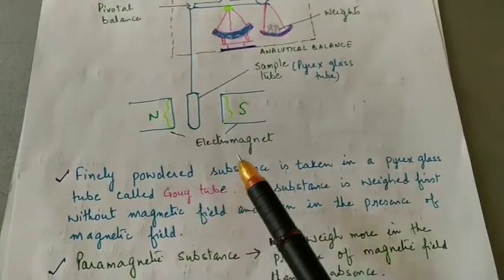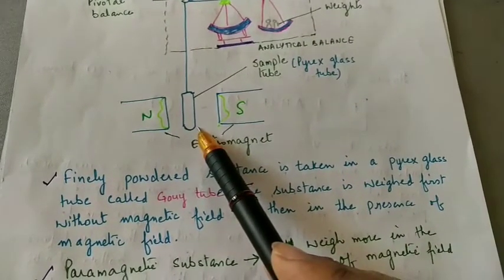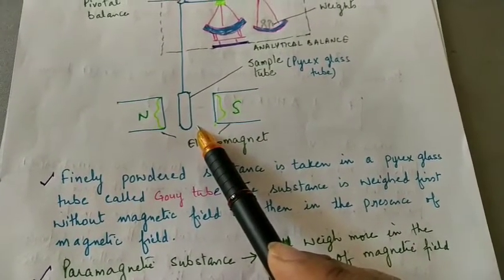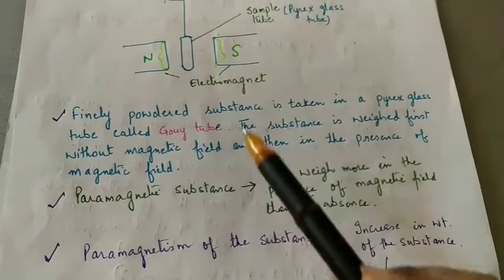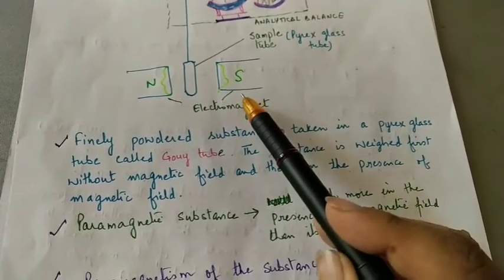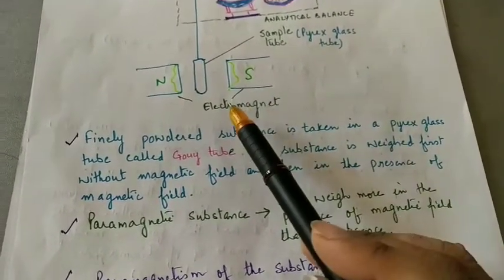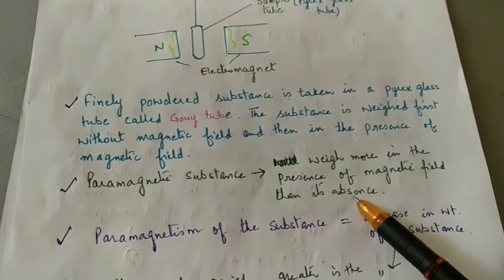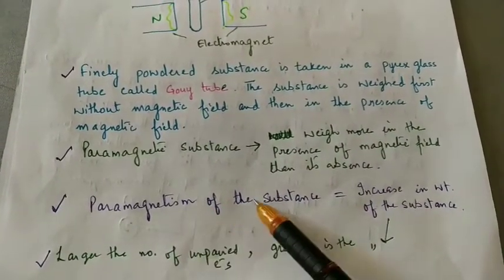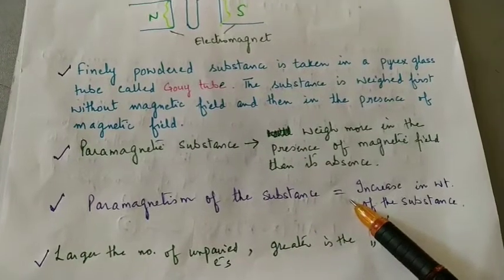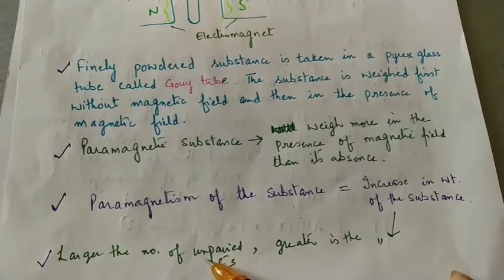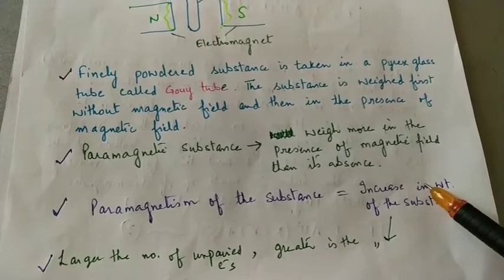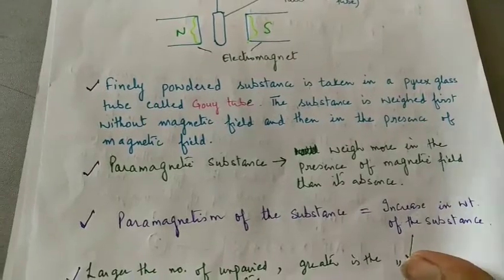Now finely powdered substance is taken in a Pyrex tube and the substance is weighed first without magnetic field and then in the presence of magnetic field. For a paramagnetic substance, the weight of the substance comes out to be more in the presence of magnetic field than in its absence. That means the paramagnetism of the substance is directly proportional to the increase in weight of the substance. So the larger the number of unpaired electrons, the greater is the increase in weight of the substance, which means the greater is the paramagnetism of the substance.